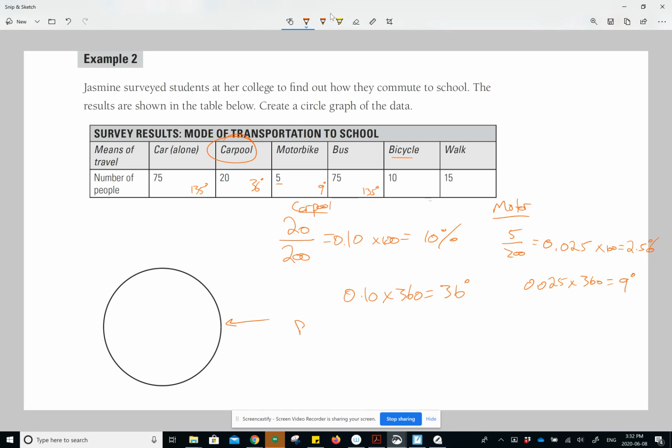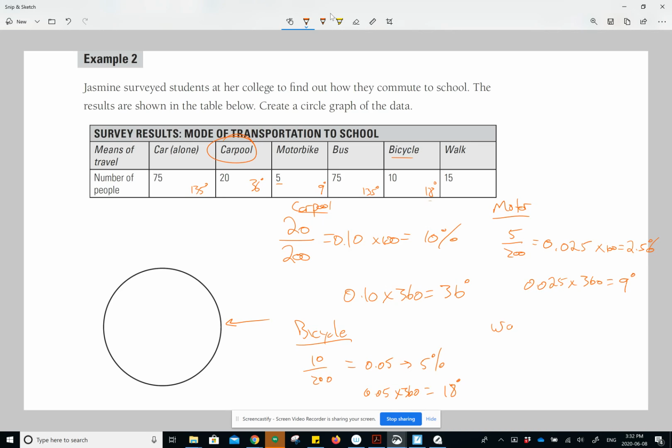For the bicycle, it's 10 out of 200, okay? 10 out of 200, of course, is 0.05, which is 5%. But if I take 0.05 and multiply by 360, I hope you see the process that I'm going through each time with each number. I find the decimal value of it, and then I multiply it by 360. That will be 18 degrees. So I'll use 18 degrees for the bicycle.